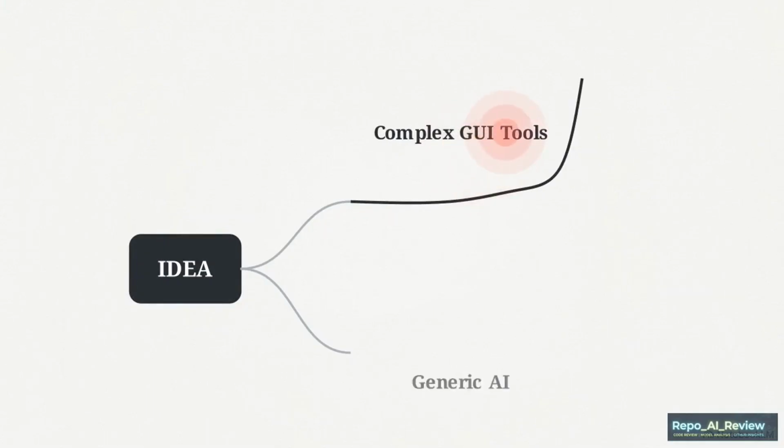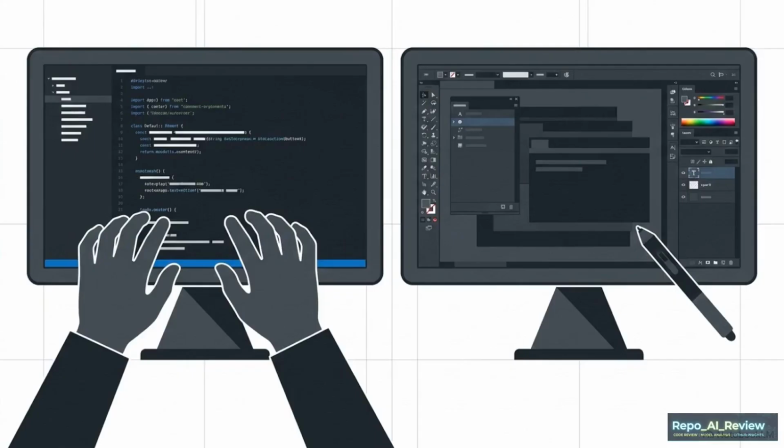This broken toolchain forces you to choose between a steep learning curve in a designer's tool or settling for garbage output from a generic model. The problem isn't that engineers lack design sense, it's that they are using tools designed for a completely different workflow.